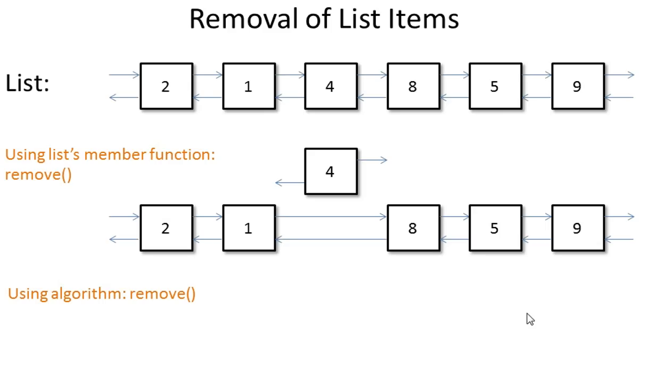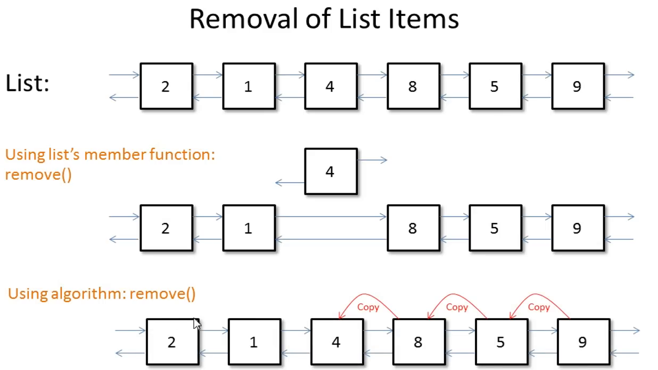Now let's look at the algorithm remove. The algorithm removes the item by copying. It copies 8 to 4, 5 to 8, and 9 to 5. So as you see, the member function only needs to tweak 2 pointers, and the algorithm needs to do a linear number of copies. And the penalty of copying could be very big if the items in the list are not as trivial as integers.